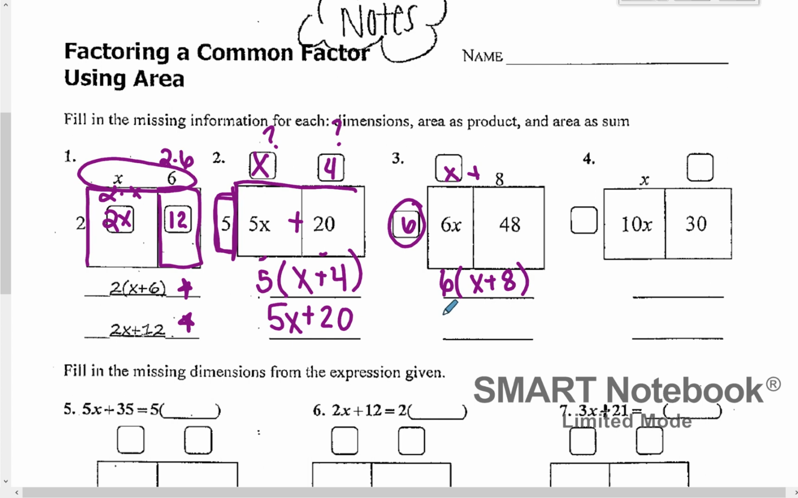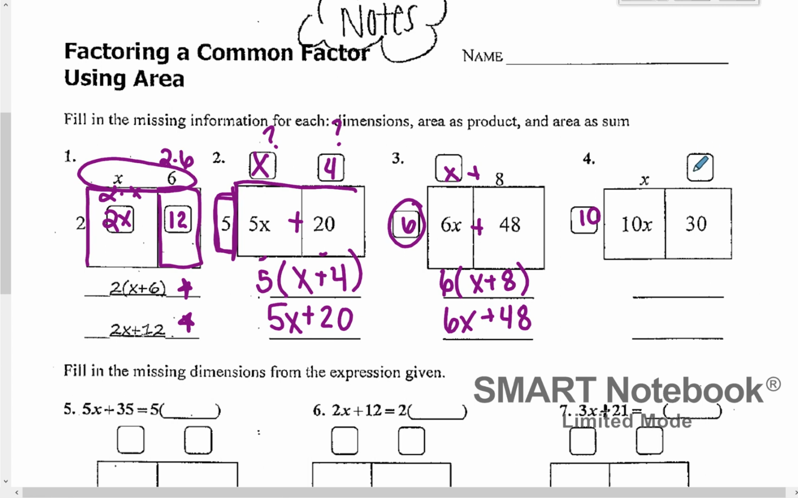Okay. And then we have the second way, which is our area sum. So we have 6x plus 48, which gives us the area of this whole box as well. All right. Here we have 10x and a 30. Okay, I want you to think to yourself, what times x gives us 10x? We already have our x, so it would be 10. 10 times x gives us 10x.